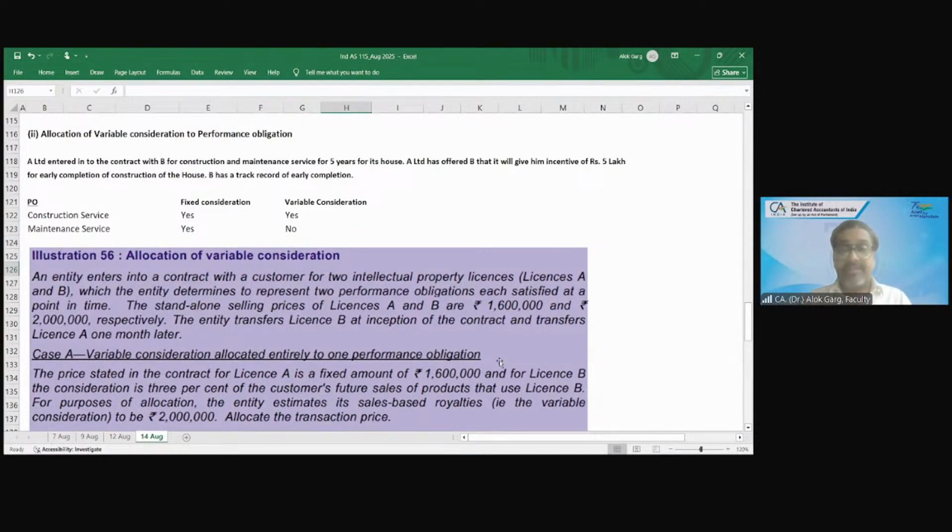Is it clear? Yes, sir. Clear. Clear in mind, sir. Okay, now let's discuss illustration number 56. Should I discuss illustration number 56? Yes, please. Yes, sir.